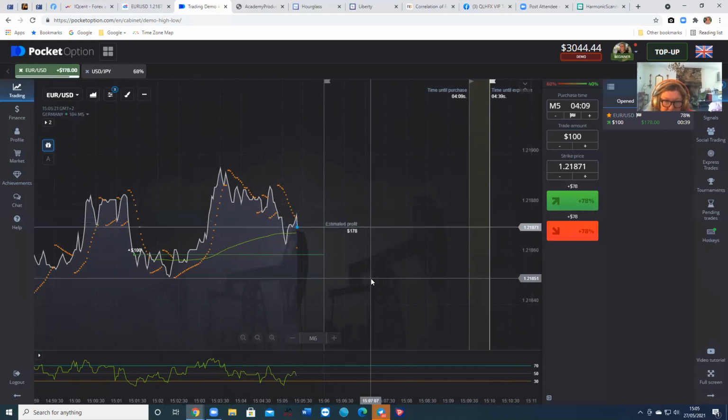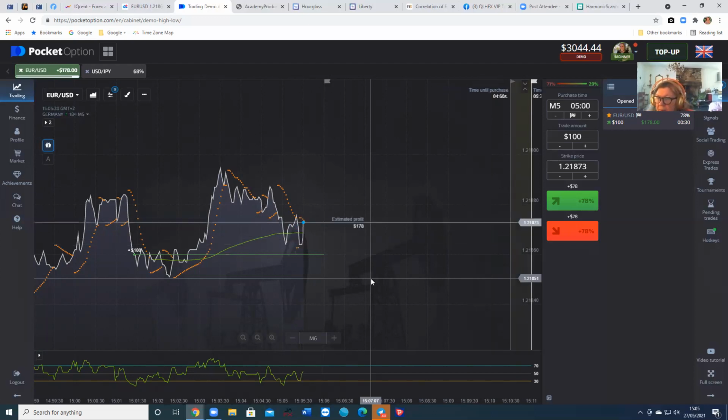Got SAR flip at the bottom. That's good. Just hanging on in there. 30 seconds to go. Last 10 seconds. Then we'll go back and look at the chart.